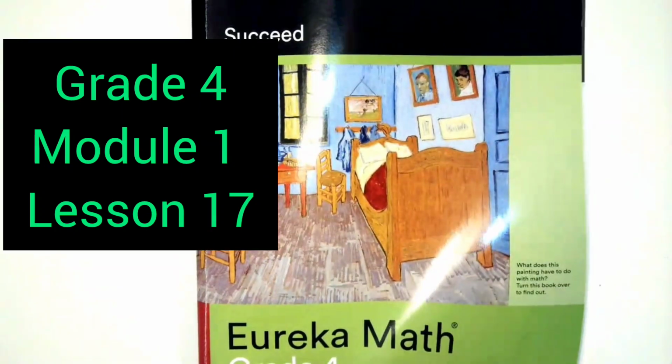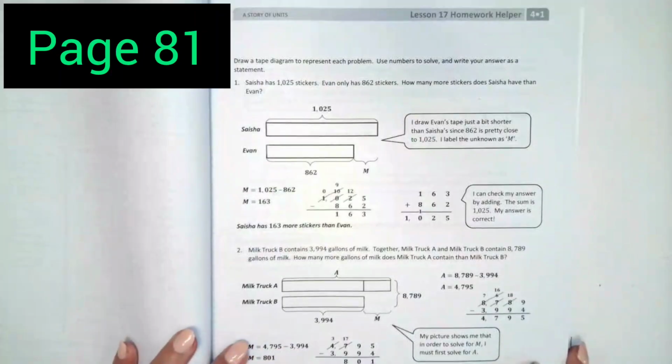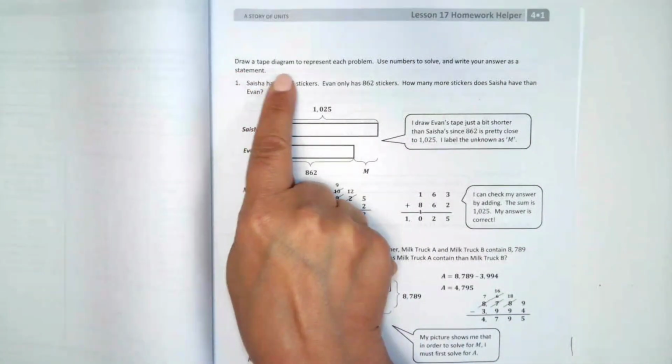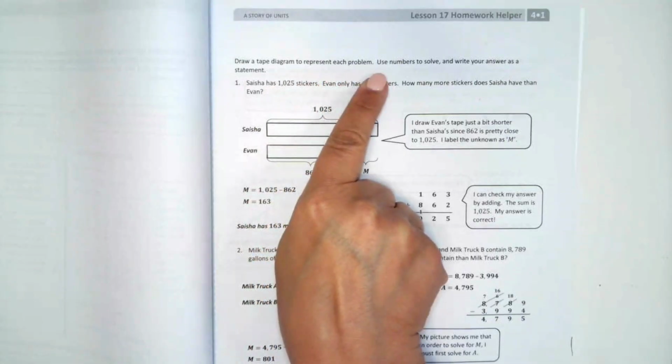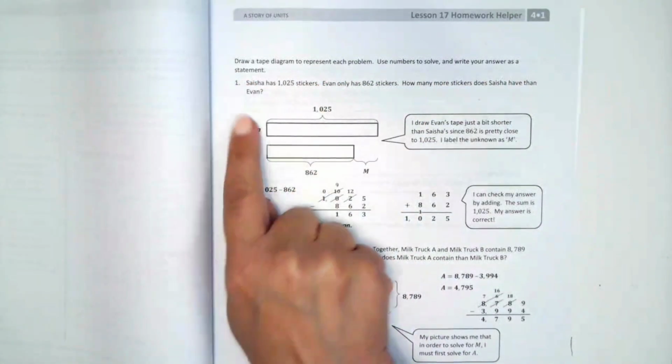Let's open to page 81. We're going to look at lesson 17, homework helper. It says, draw a tape diagram to represent each problem. Use numbers to solve and write your answer as a statement.